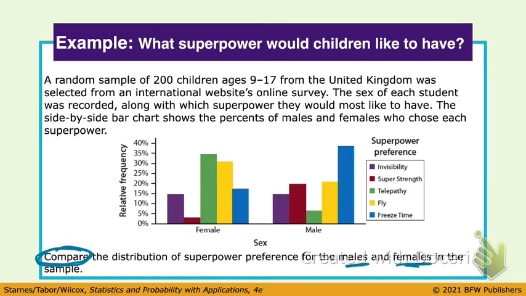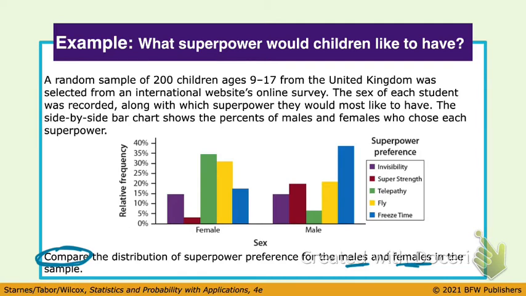All right, somebody give me a comparison statement right here. Anybody? We noticed that most of the females would rather have telepathy, and the males would rather have freeze time. Okay, so for the females, the highest percent was telepathy, but for the males, the highest percent was freeze time. Very good. How about back here in the middle? Give me one of y'all's. Women chose telepathy more often than men. Okay, women chose telepathy more often than men. Very good. Back here.